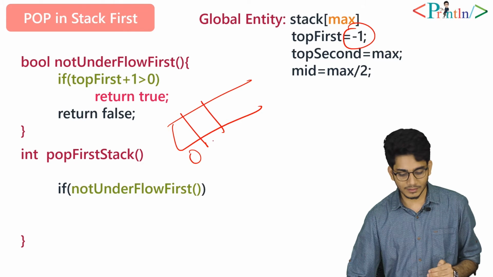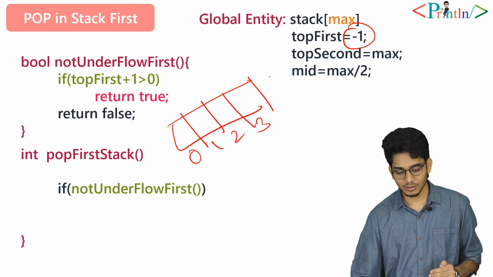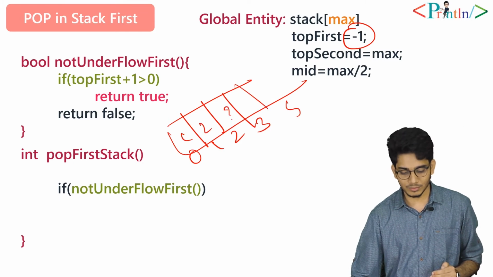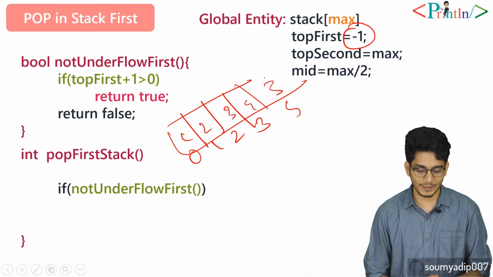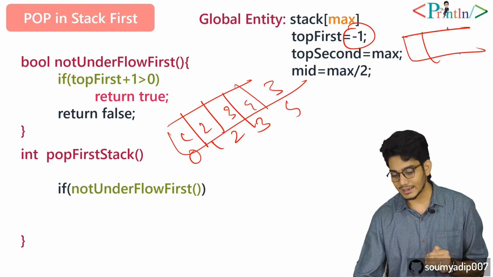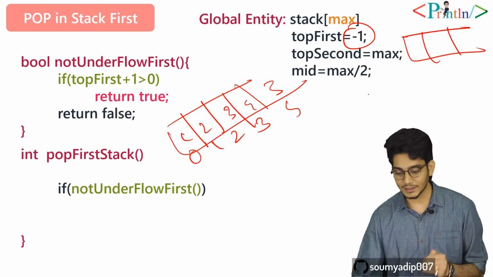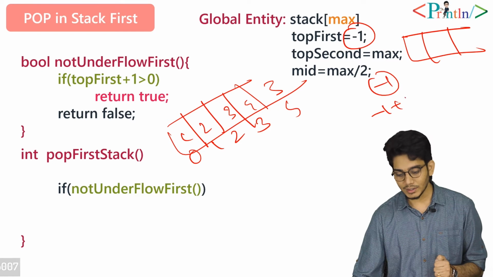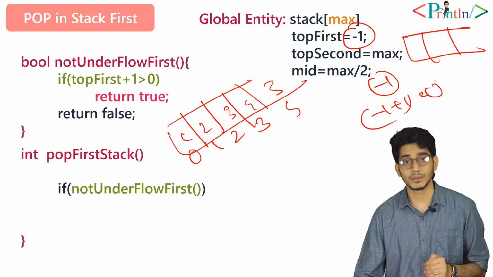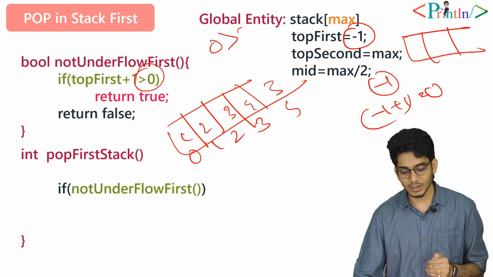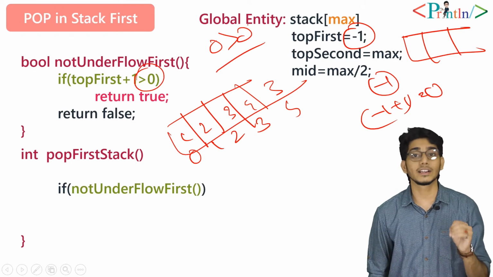Now let's say that we have 0, 1, 2, 3, 4. 1, 2, 3, 4, 5. These are the values we have in our stack. Now let's say that we don't have any value within our stack. What will be the value of the top first? It will be -1. So we have to check whether -1 plus 1 is greater than 0 or not. -1 plus 1 will be 0, right? 0 is not greater than 0. So it means we cannot pop anything.